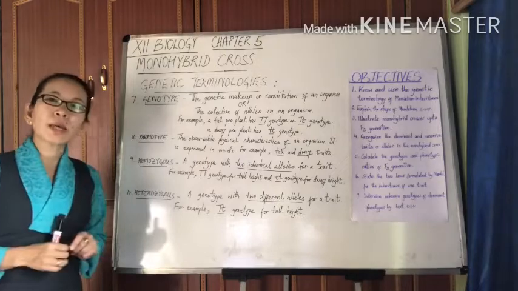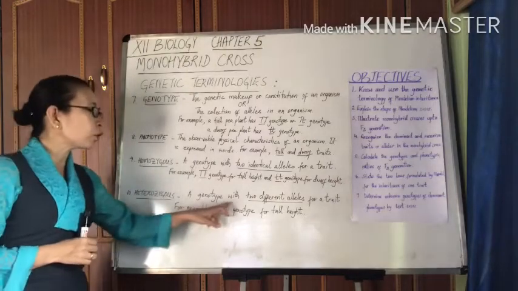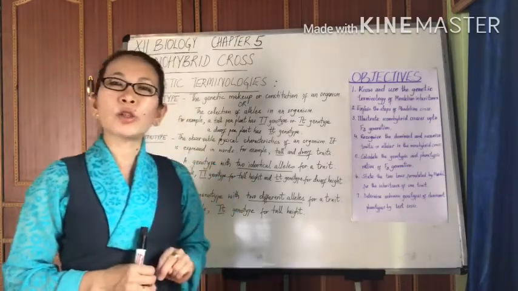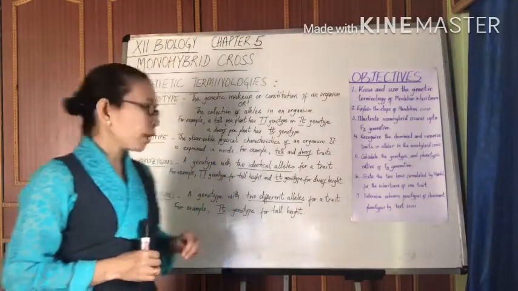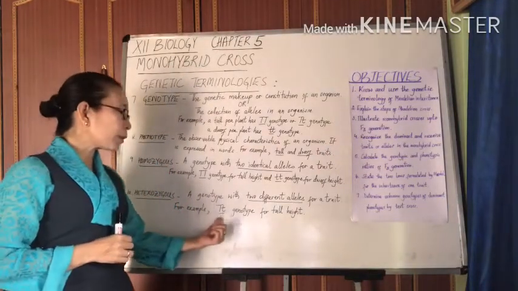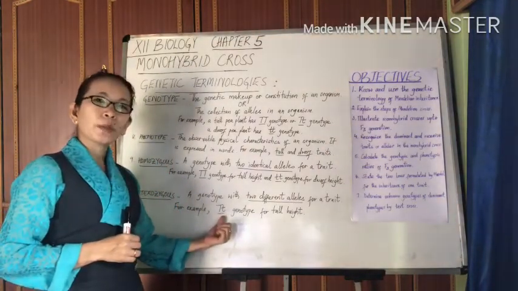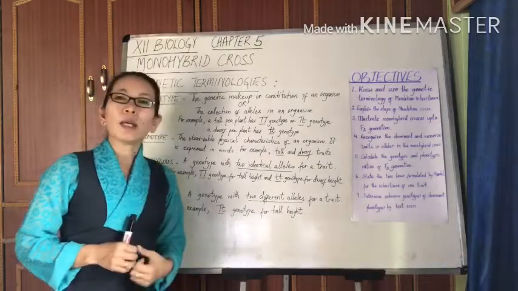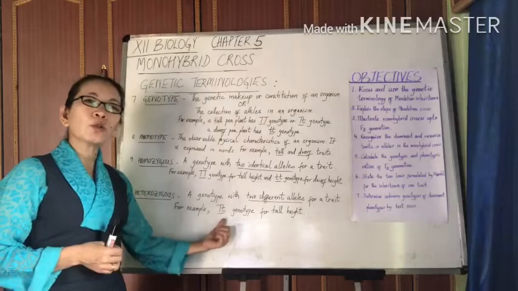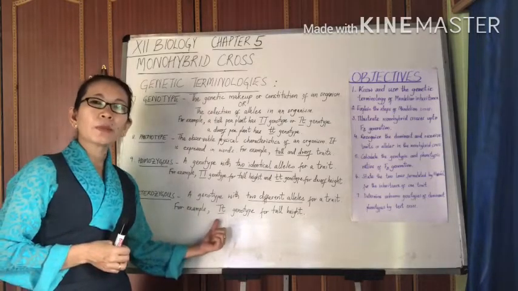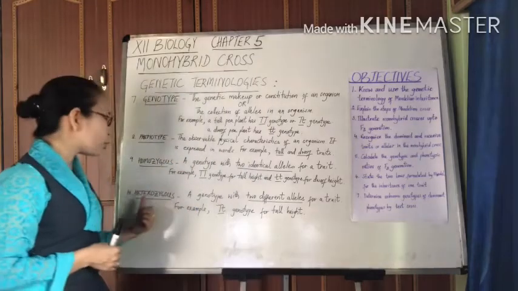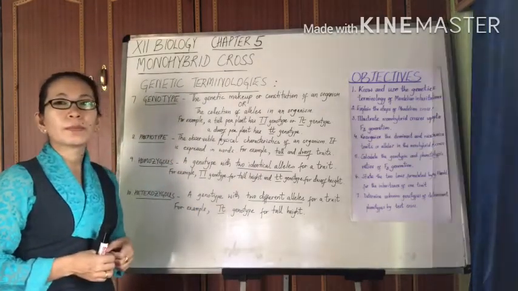Whereas a heterozygous genotype refers to a genotype with two different alleles for a trait. So in this genotype, the trait is carrying two different alleles. For example, capital T small t genotype. So this is a genotype even for tall plants, but then in this genotype you can see two different alleles. One capital T and the other one is small t. And such kind of genotypes are heterozygous genotypes.